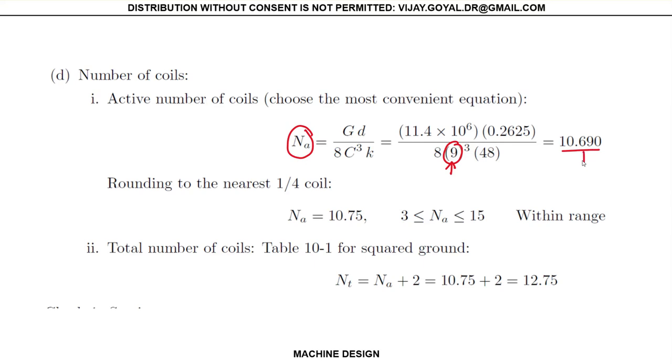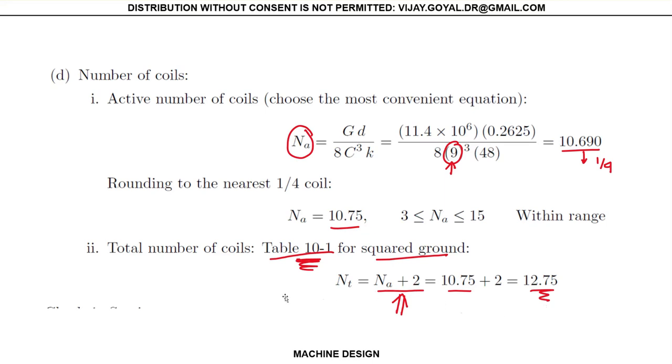I found that this is equal to 10.69, and I have to go to the nearest 1/4. That would be 10.75, and this is within the range. And the number of active coils, if we go to table 10.1, you will find it gives you Na plus 1 for square ground ends. Remember, this number can change and can be different for different cases. You need to go to the table and double check that. Okay, 10.75 plus 2 and gives you this value.